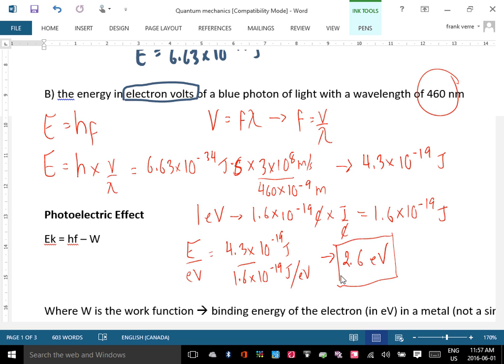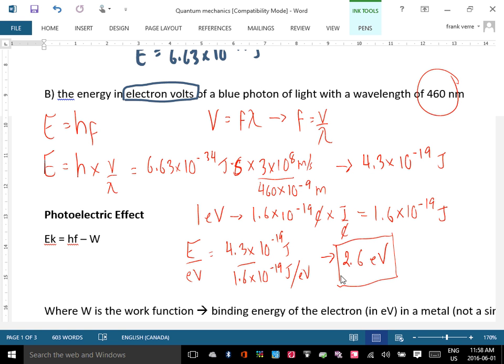So that's what an electron volt is. Is that hard? What we just looked at? It's pretty easy. So you should be able to calculate the energy of any photon as long as you know the frequency or the wavelength, and you should be able to convert it into electron volts just by dividing by 1.6 times 10 to the negative 19 joules per electron volt.